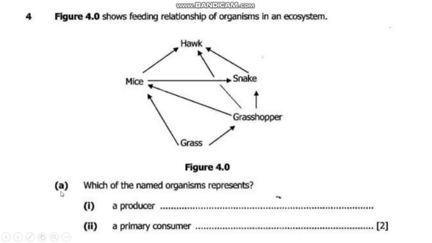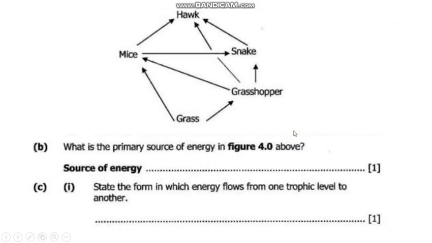So our question A: which of the named organisms represents A, a producer, B, a primary consumer? So the producer will be represented by grass, and the primary consumer will be represented by the grasshopper. So we have answered our question A. We now move on to the other question. So this is our question B.